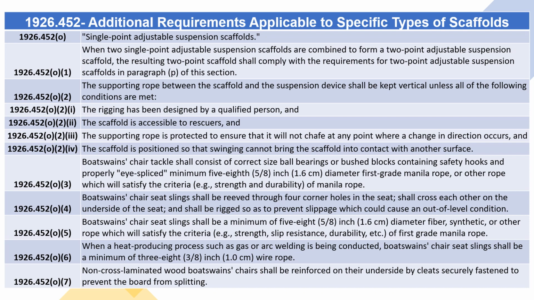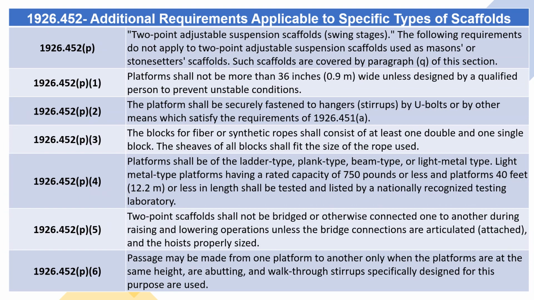1926.452(o)(7): Non-cross-laminated wood bosun's chairs shall be reinforced on their underside by cleats securely fastened to prevent the board from splitting. 1926.452(p): Two-point adjustable suspension scaffolds, swing stages. The following requirements do not apply to two-point adjustable suspension scaffolds used as masons' or stonesetters' scaffolds. Such scaffolds are covered by paragraph (q) of this section.